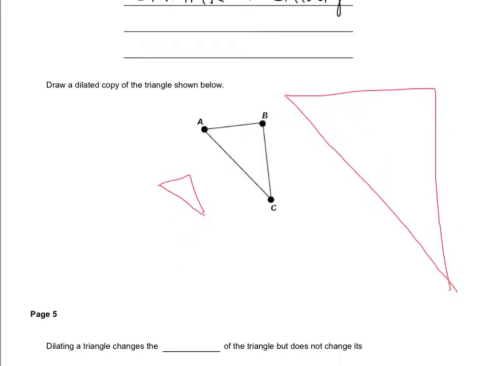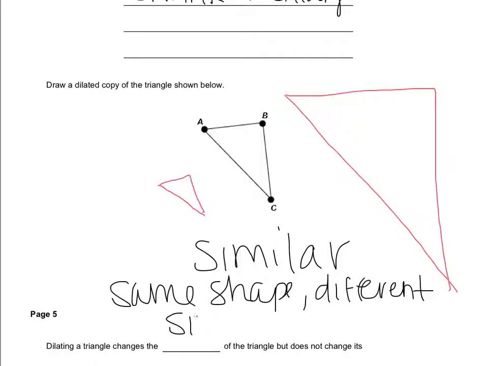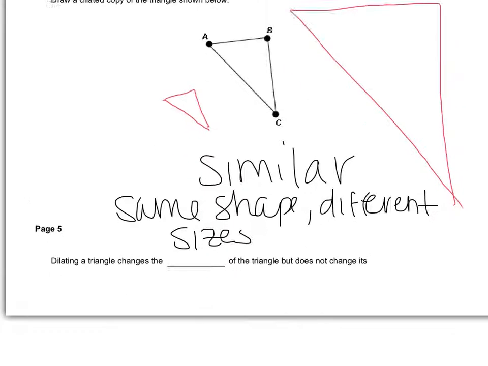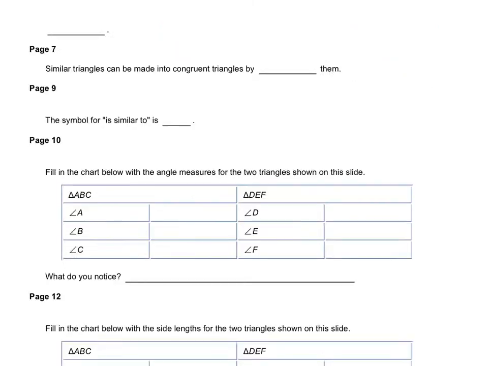So these three triangles are similar because they're the same shape, but they are different sizes. So dilating a triangle changes the size of the triangle. It changes the size, but does not change its shape. So the size is different, the shape is the same.